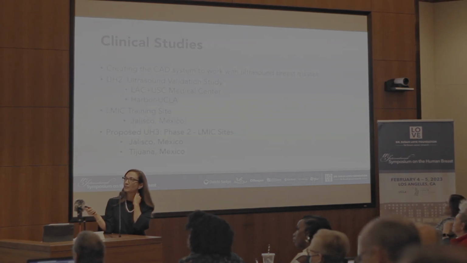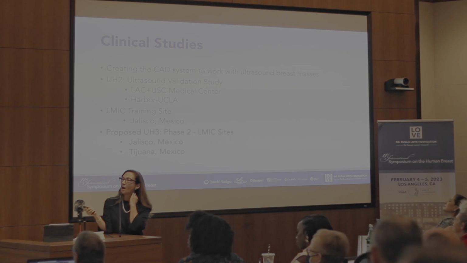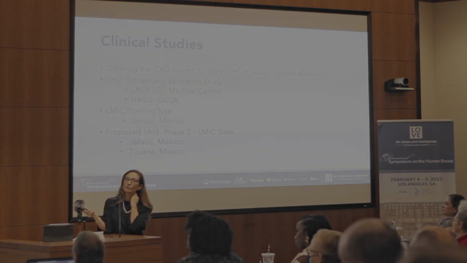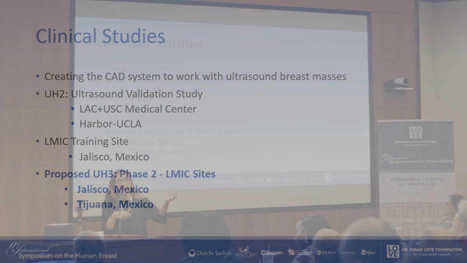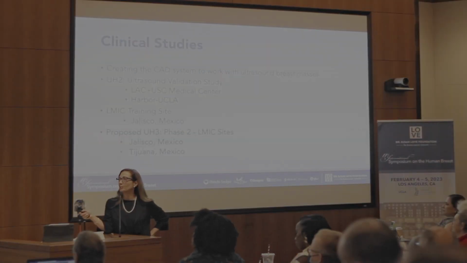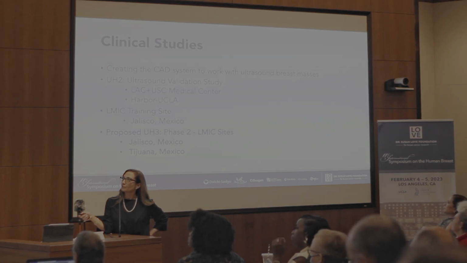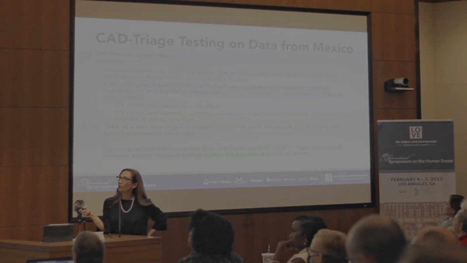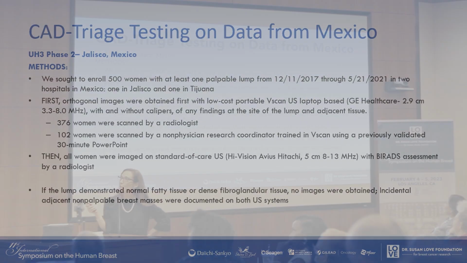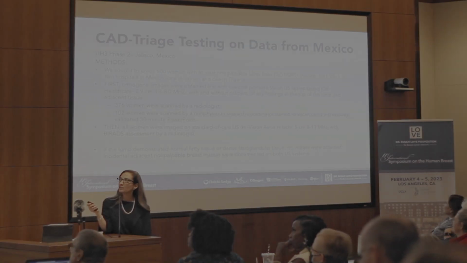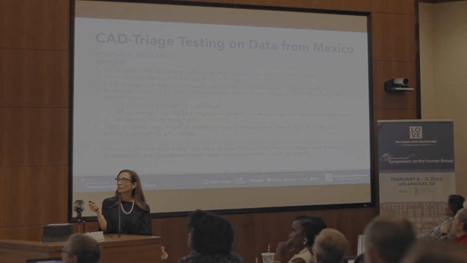So the next step was taking it to Mexico and trying it on hundreds of patients to see if the low-cost portable ultrasound machine with the AI could accurately identify the palpable lumps in women. So they tried to enroll 500 women with at least one palpable lump from 2017 through 2021 in 2 hospitals in Mexico, one in Jalisco, one in Tijuana. I think the Tijuana site closed down early on because we couldn't get the data.